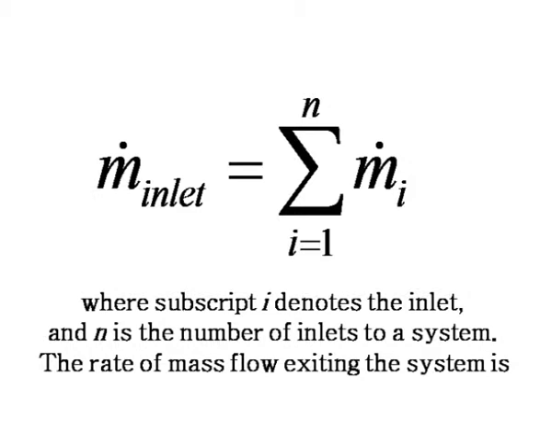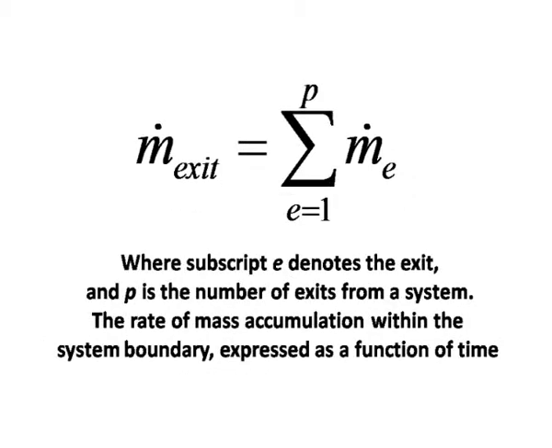The rate of mass flow entering the system is m dot inlet, which is equal to sigma i equal to 1 up to n of m dot subscript i. Similarly, the rate of mass flow exiting the system would be m dot exit, which is equal to sigma e equal to 1 to p of m dot e, where the subscript e denotes the exit, and p is the number of exits from the system.